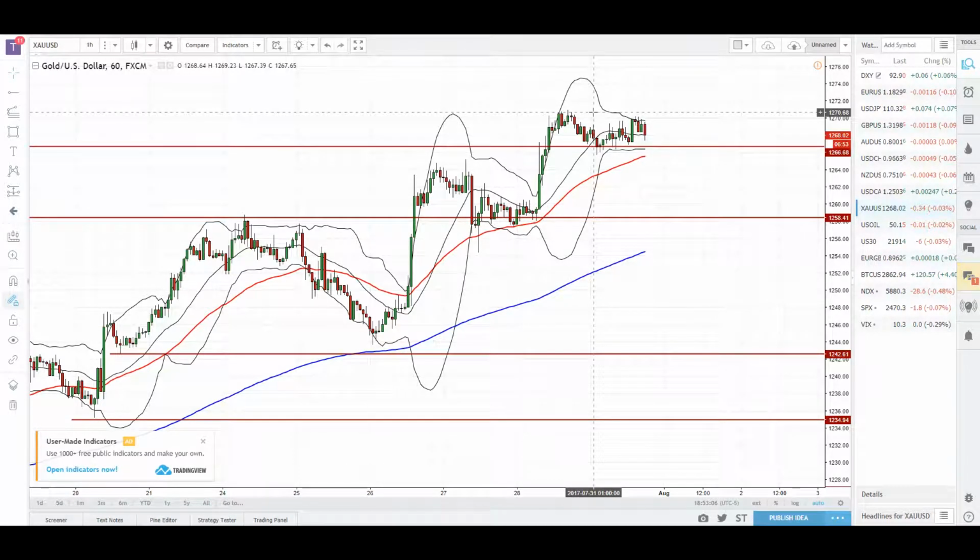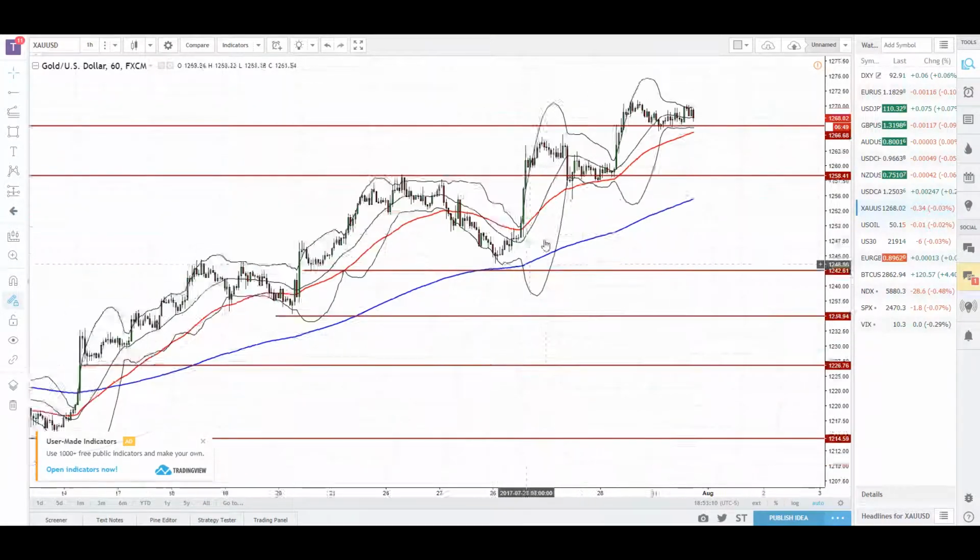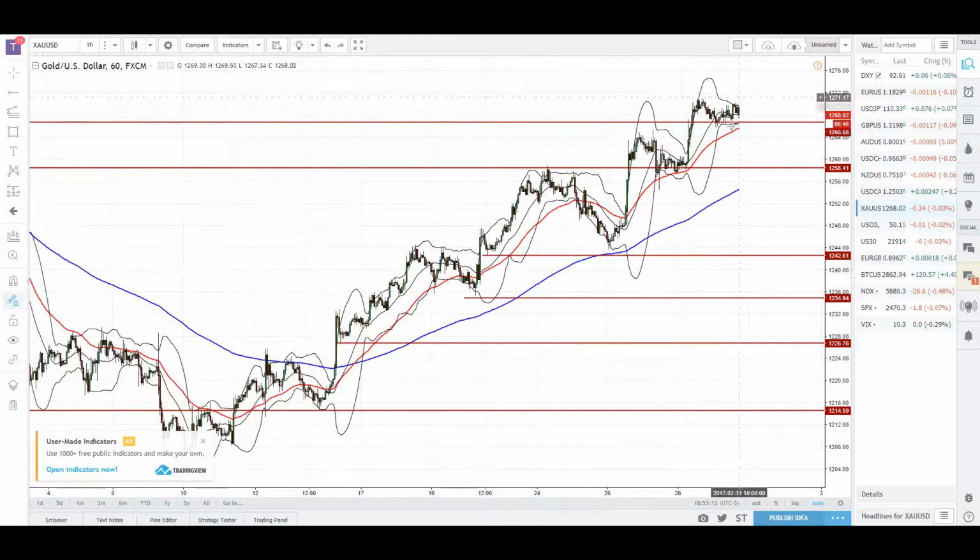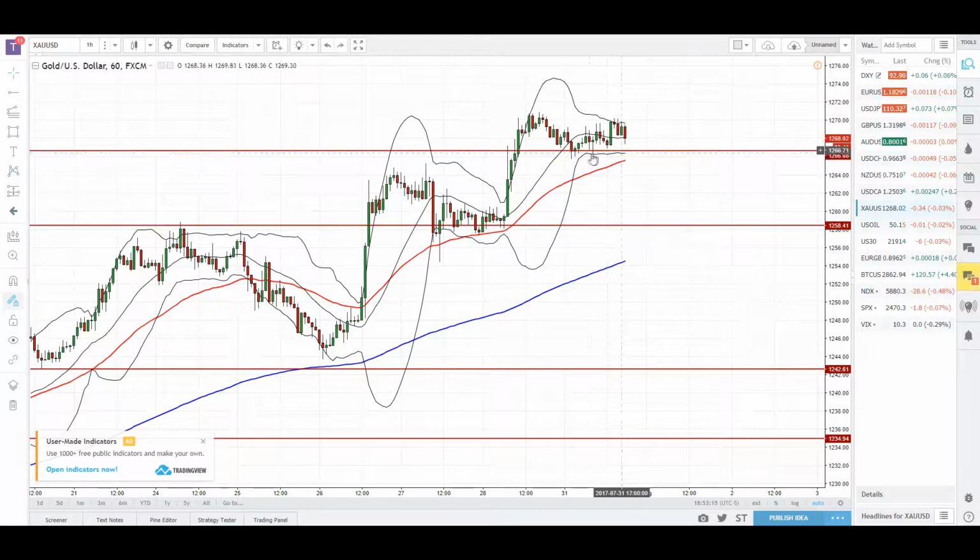We have no reason to believe that gold is going to be going bearish. We got support of the 50, we got the 200 rising slowly, and Bollinger Bands sideways right here, holding like a range. So we'll have to see what happens there. I'm going to look for that rally up, and I want it to be a strong rally up.